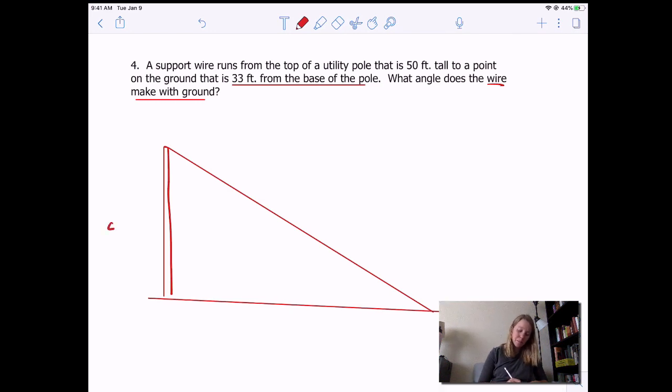I know that the utility pole is 50 feet tall. Okay, the point on the ground is 33 feet from the base of the pole. So this is the pole. We're 33 feet away. And I want to know what angle does the wire make with the ground. So wire make with the ground, is that angle of elevation or angle of depression? Well, you're looking for the ground, so the ground is going to be angle of elevation. So I don't know what it is. I'm going to label it X, or in our case, we're going to call it theta.